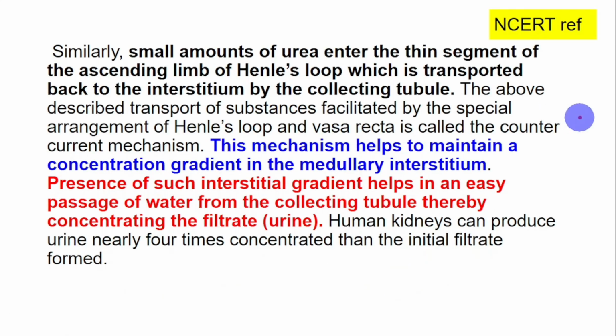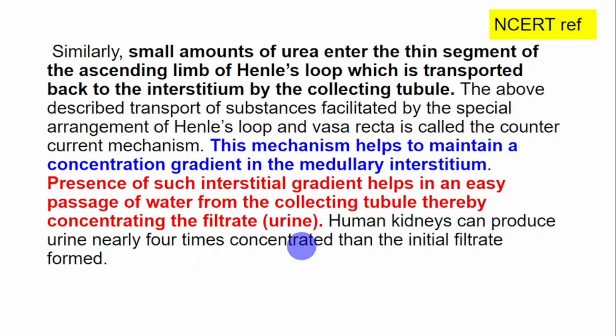So first things first, let's check the NCERT reference. Statement number 2 says this mechanism helps to maintain a concentration gradient. This is picked directly from the textbook. And statement 1 is slightly modified. Presence of such interstitial gradient helps in an easy passage of water from collecting tubule, thereby concentrating filtrate. So the gradient is because of countercurrent mechanism and it finally helps in concentrating urine. So that's how these two are related.